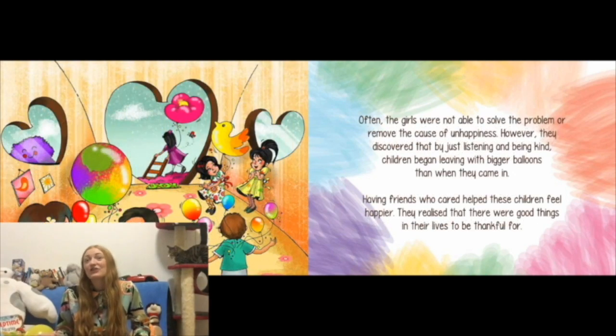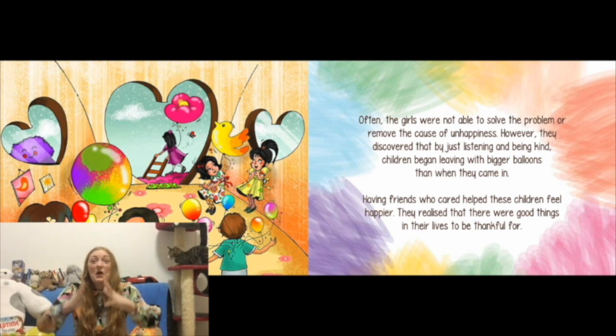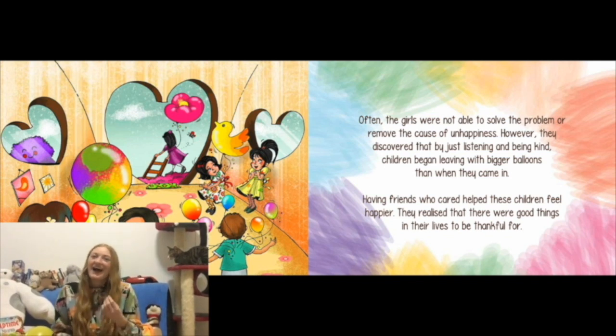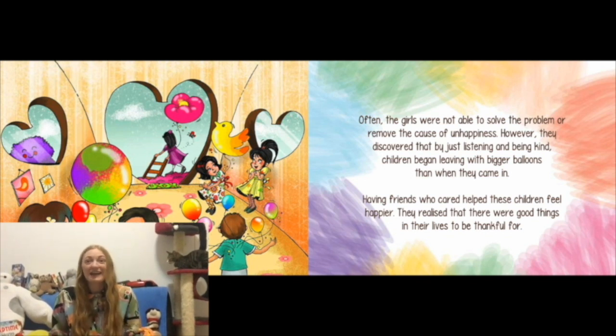Often, the girls were not able to solve the problem or remove the cause of unhappiness. However, they discovered that by just listening and being kind, children began leaving with bigger balloons than when they came in. Having friends who cared helped these children feel happier.